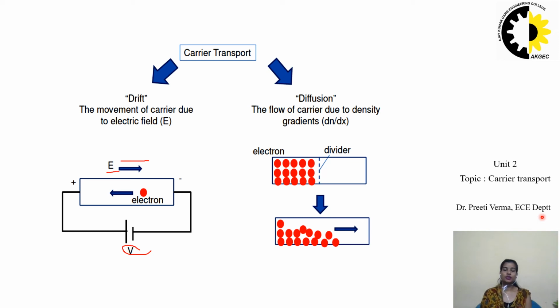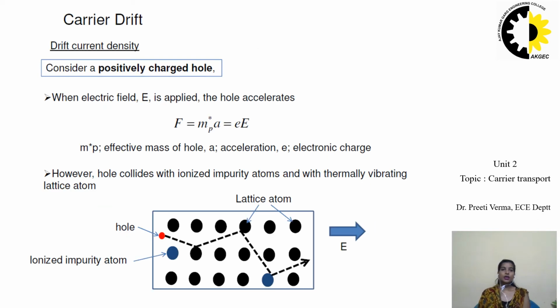So these two phenomena, drift and diffusion, are used to define the transport of charge carriers, or the movement of charge carriers in the semiconductor. The movement of charge carriers due to the drift of electrons contributes a current. That current caused by the drifting of electrons is called drift current. So we will find what the drift current density is.